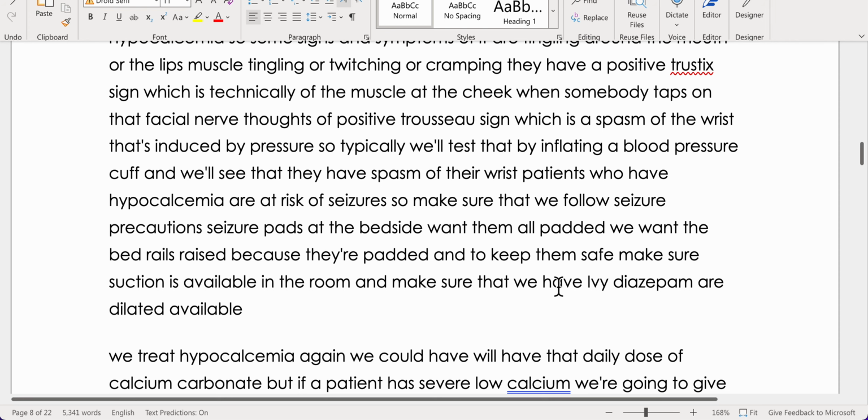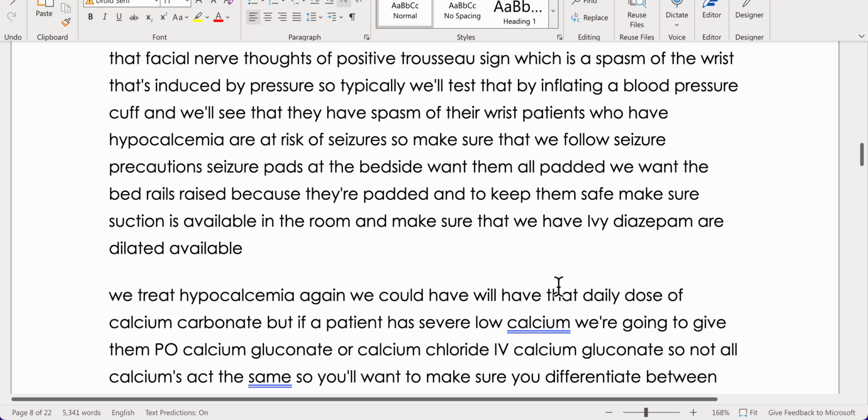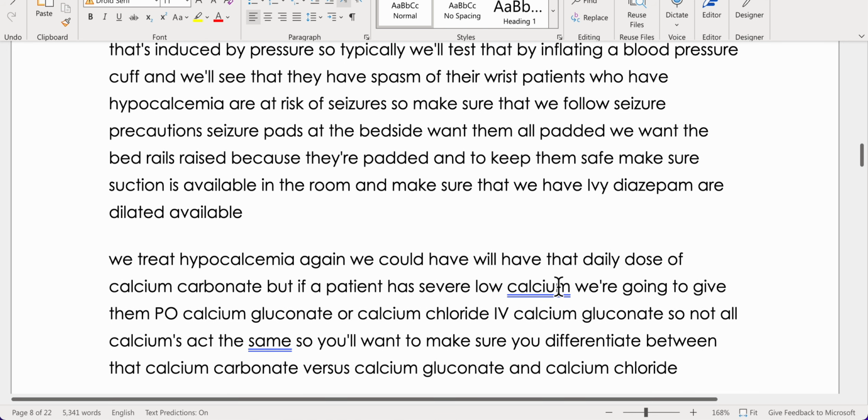We treat hypocalcemia. Again, they will have that daily dose of calcium carbonate, but if a patient has severe low calcium, we're going to give them PO calcium gluconate or calcium chloride. Not all calciums act the same, so you'll want to make sure you differentiate between calcium carbonate versus calcium gluconate and calcium chloride.